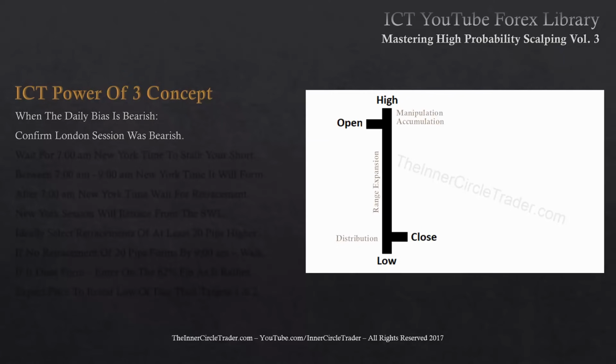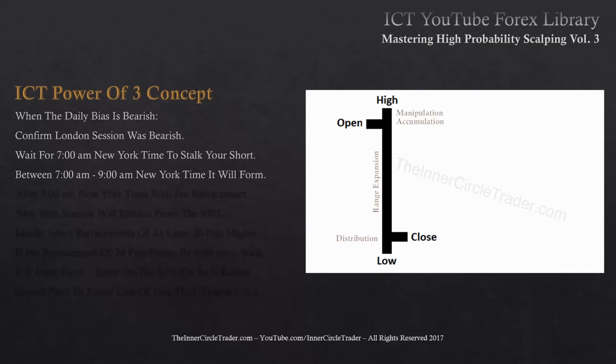I'm teaching primarily the New York session for the scalping model. But if you see the reasons that would justify a bearish London session, that means, again, primarily with an open at midnight New York time, an attempt to rally and rejecting that and trading significantly off that. Now, again, what's significant? 30 pips or more. And going into the New York session, I would anticipate the following criteria. We're going to be waiting for 7 a.m. New York time to stalk our short position.